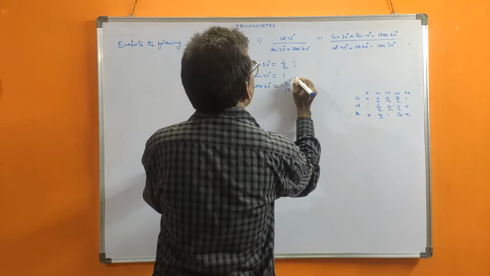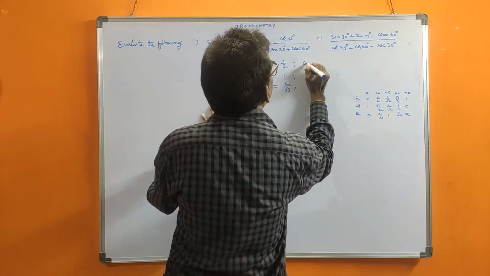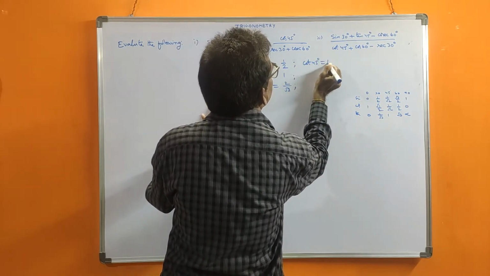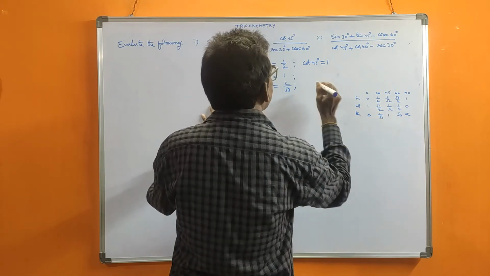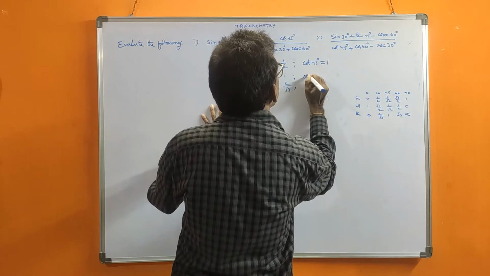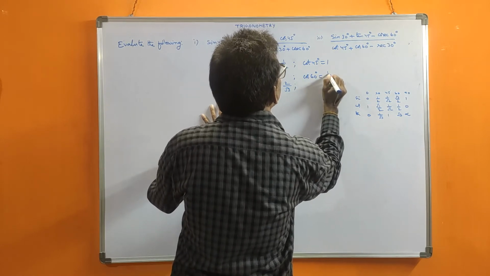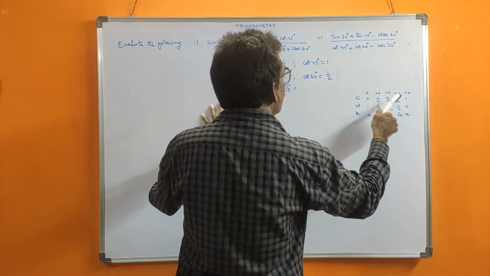Next, here I will write the third sum. Cot 45 is 1. Cot is the opposite of tan. Tan 45 is 1, so reversed it is also 1. Next is cos 60. Directly, cos 60 is equal to 1 by 2. See, cos 60 is 1 by 2.